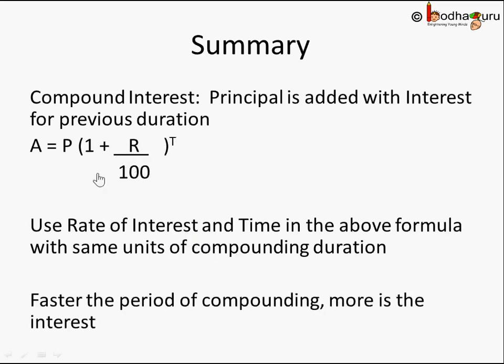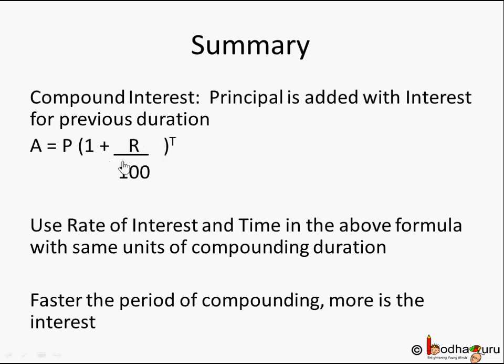And the faster the period of compounding, the more the interest. Compared to yearly basis, if compounding is half yearly, interest will be more. Compared to half yearly, if compounding is quarterly, interest will be more. Compared to quarterly, if compounding is monthly, the interest will be more. Compared to monthly, if compounding is daily, interest will be more. So be very cautious if you are taking a loan.